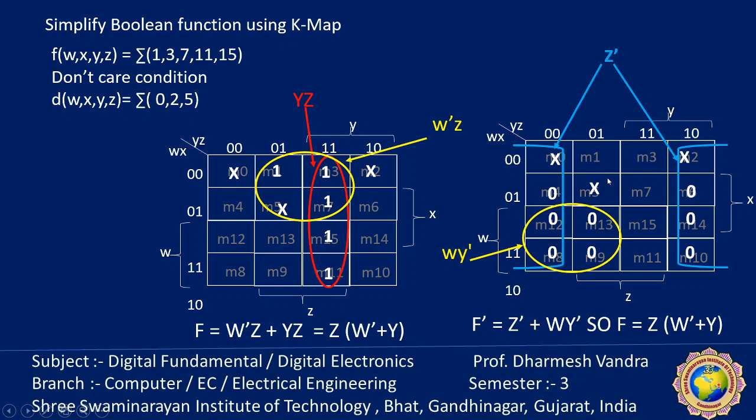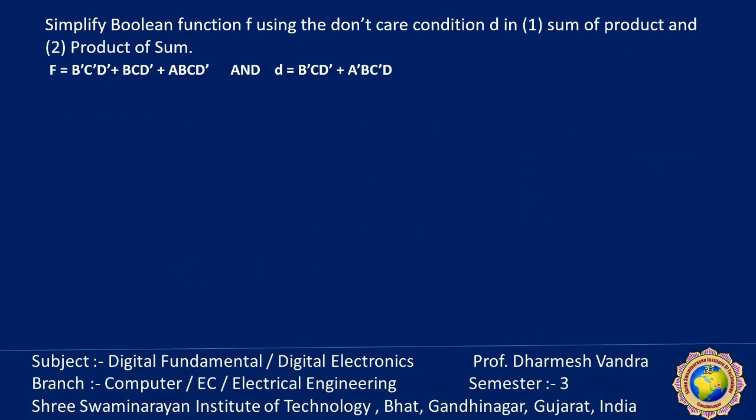So here the one don't care condition we are not neglecting for product of sum, and the two min terms are neglecting in the sum of product term. Let's take one other example.